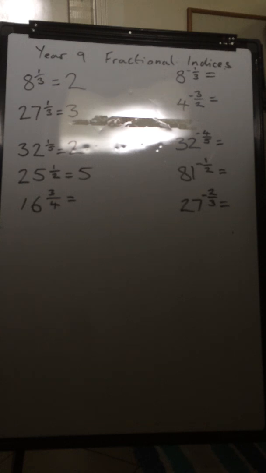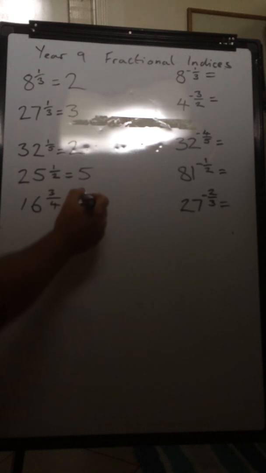Okay, this question here on the bottom of the left hand side. This is a little bit more complicated. It's asking you what is the fourth root of 16. And we know the fourth root of 16 is 2. Then you can see there's a 3 in the numerator. So what we're asking here is what is the fourth root of 16, which is 2, and then we're going to do 2 to the power of 3. 2 to the power of 3 is 8.